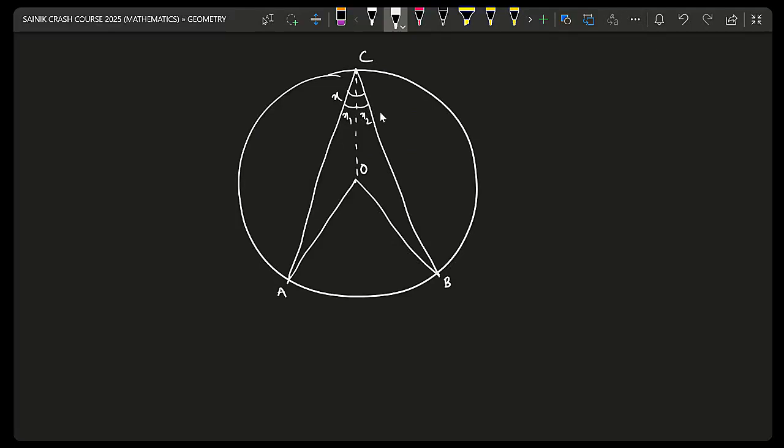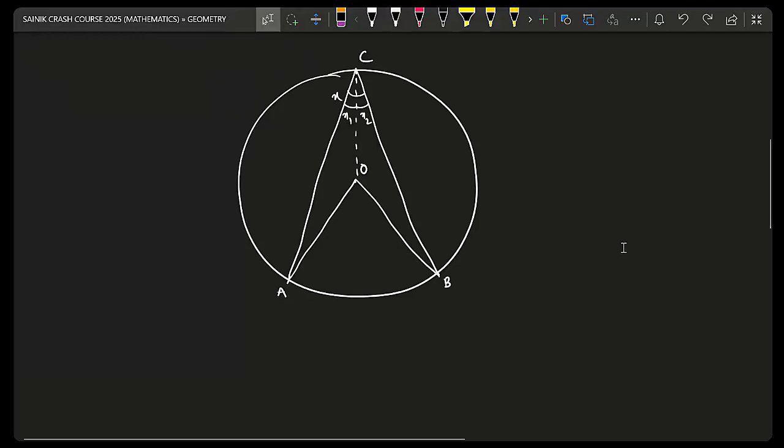Now which type of triangle is OCA? Anyone will answer? What can you say about the triangle OCA? Anyone? I want the type of the triangle. Who will answer this? Neeraj, can you answer? Which type of triangle is OCA? Sir, scalene triangle, sir. No, wrong answer. Check once again.